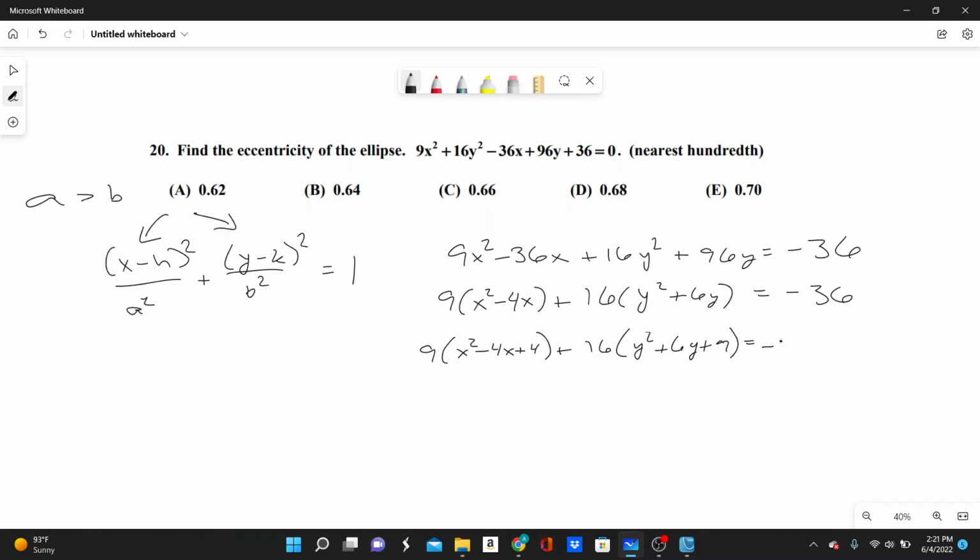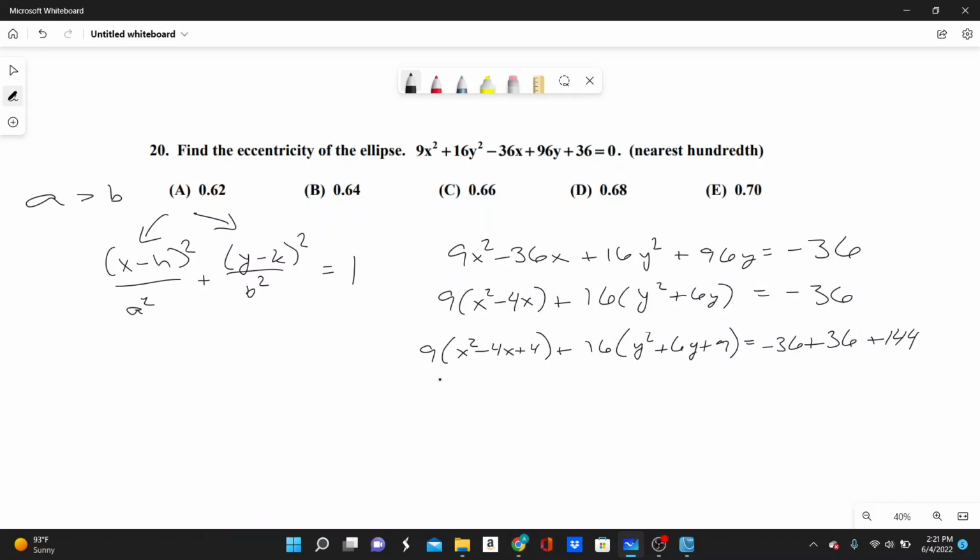But then I also have to add whatever I added on the left-hand side to the right-hand side. So on the left, from here I added 36 because I added a 4 being multiplied by 9. So add 36. And then for the y's, I added a 16 times 9, which is 144.